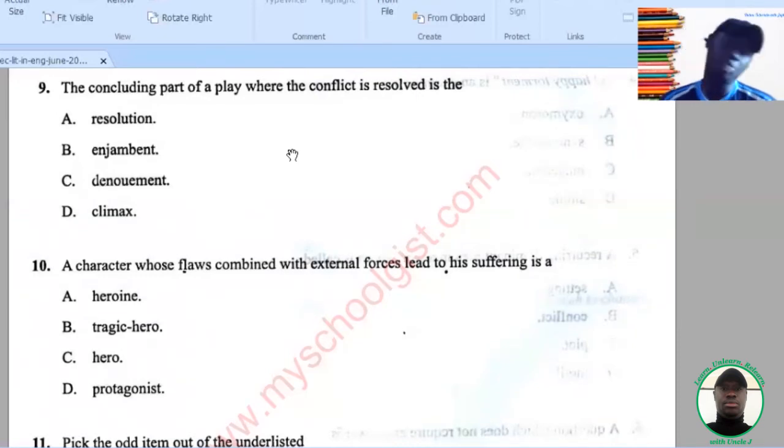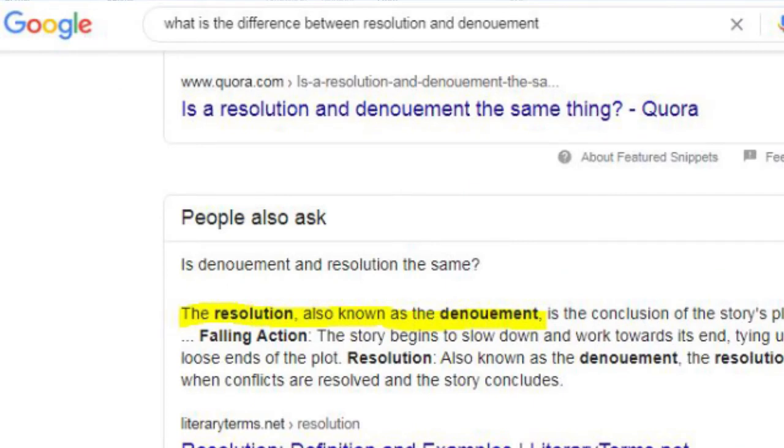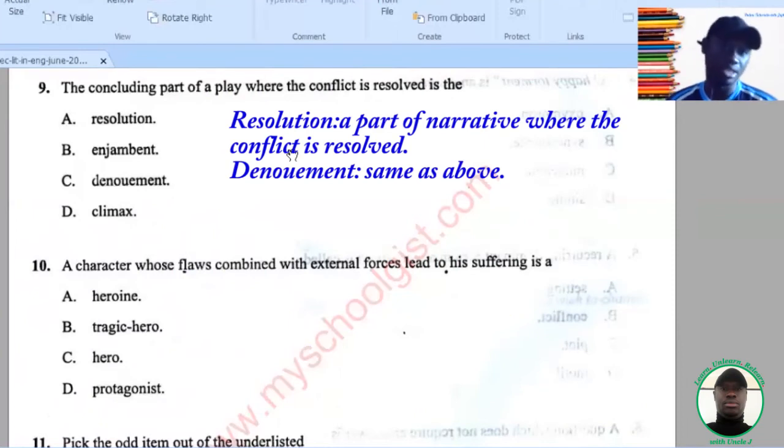Option A and option C are the same. Resolution is where the conflict is resolved. Denouement is also where the conflict in drama is resolved. So you have 2 answers here, option A and option C. Technically, in theater, we use denouement. Option A and option C mean the same thing, okay? This is where the conflict is resolved. So we have 2 possible answers here, resolution and denouement.